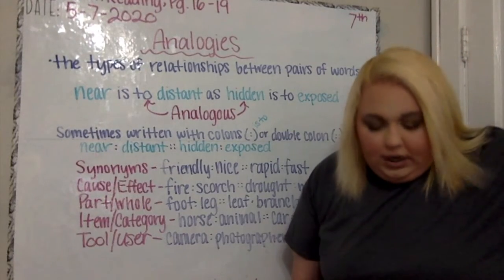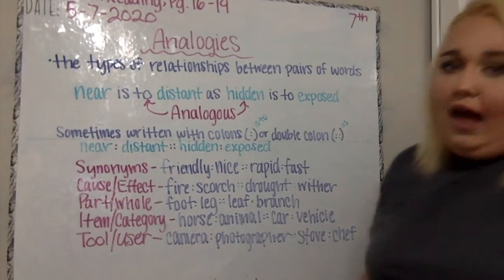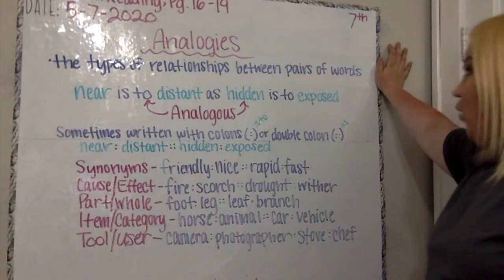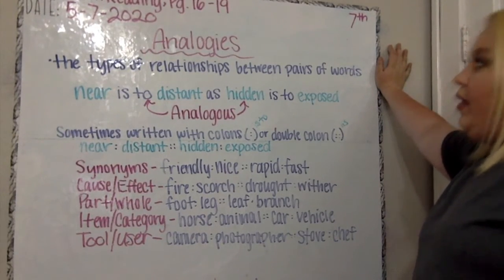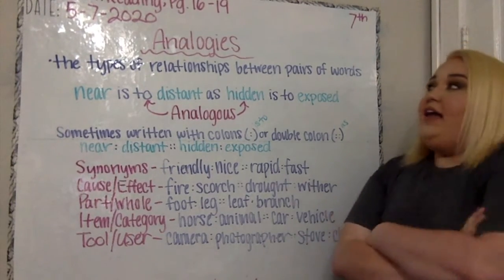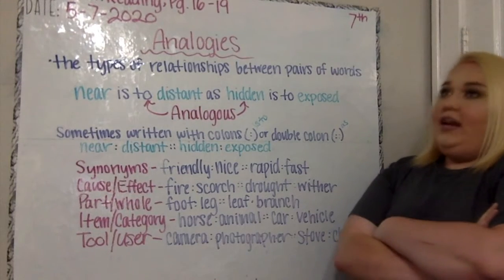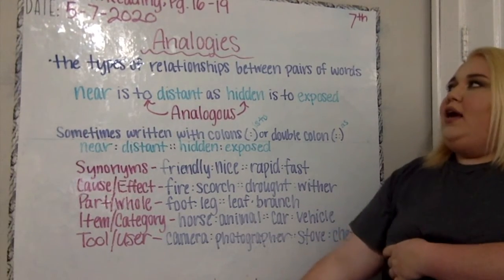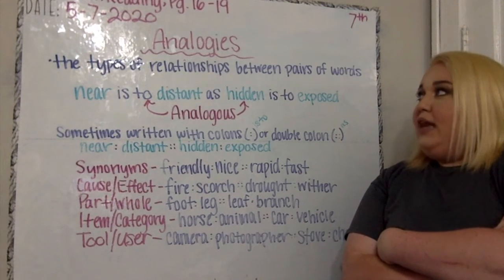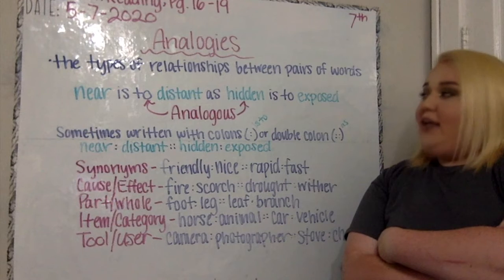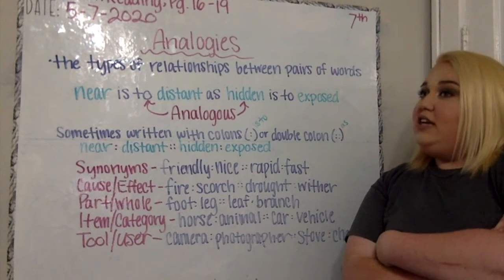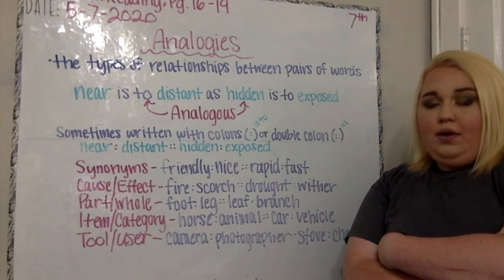Okay, 7th grade, so today we're going over analogies. We have a little bit of glare, but it's just at the top, so hopefully that's all right. So we are in the reading packet again today on pages 16 through 19. What we're going to be going over up here is page 16 specifically, and then we'll do the practice at the bottom of 16 together. Then you'll do page 17, 18, and 19 on your own.